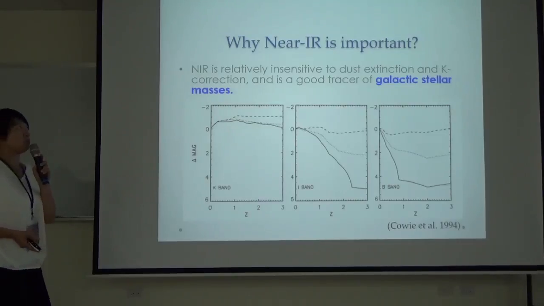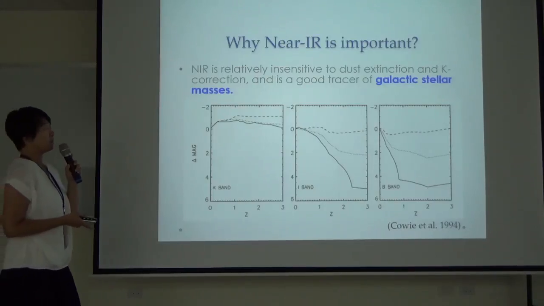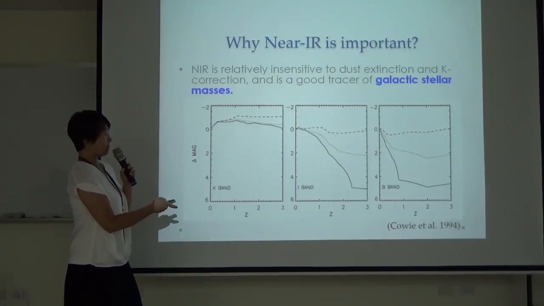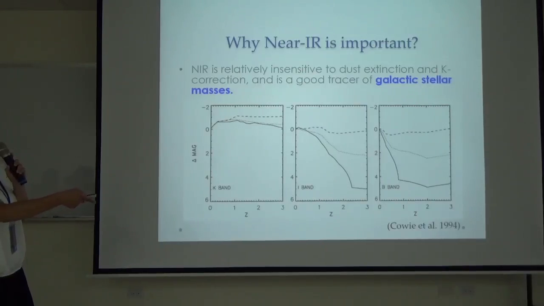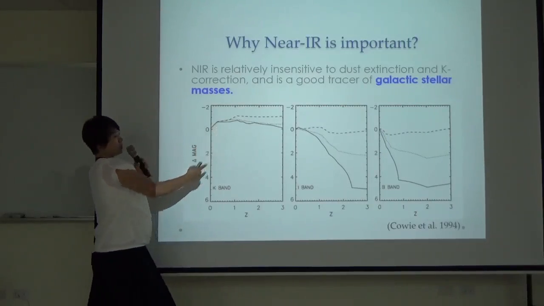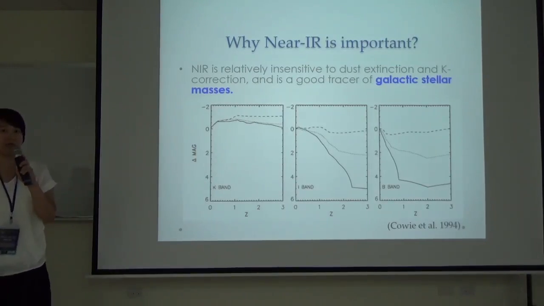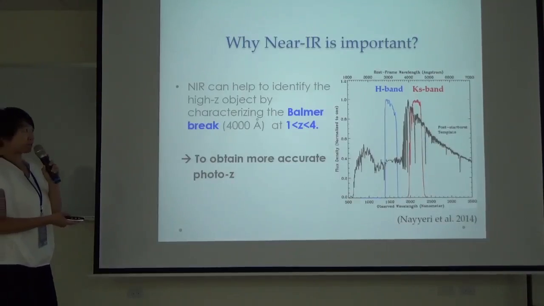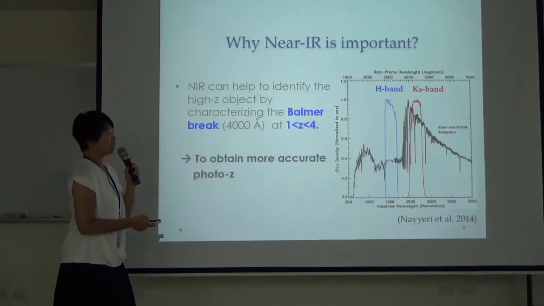Okay. So first, why is infrared so important? The first reason is that the infrared is relatively insensitive to K correction. As you can see here, if we compare the K band, I band and B band magnitudes and the influence of K correction, you can see that in the K band the change is quite small compared to the optical bands.